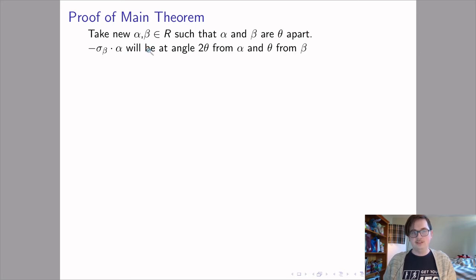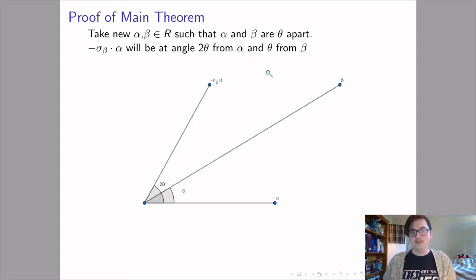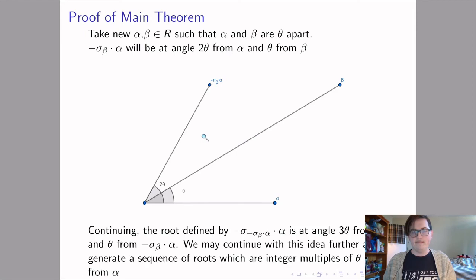And we're going to look at a little geometric argument to say that this will be at an angle 2 times theta from alpha, at an angle of 2 theta from alpha and theta from beta. So this diagram is helpful. So sigma beta of alpha, when we reflect over that line, you're going to end up somewhere down here. And then taking the negative of that, you're going to jump up this way. We'll see that this angle here is actually 2 theta.